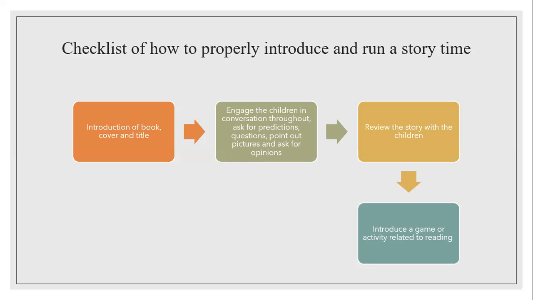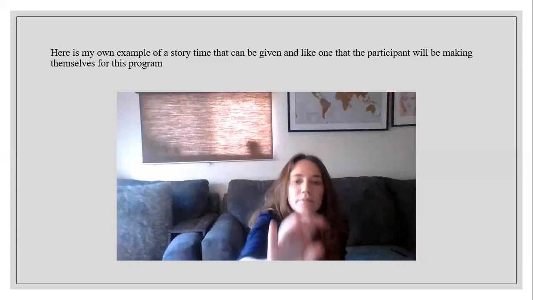An overview of the program being given will include a checklist of how to properly introduce and run a story time, the introduction of a book, cover, and title, how to engage the children in conversation throughout by asking for predictions, questions, point out pictures, and ask for opinions. Review the story with the children afterwards, and how to introduce a game or activity related to a reading.